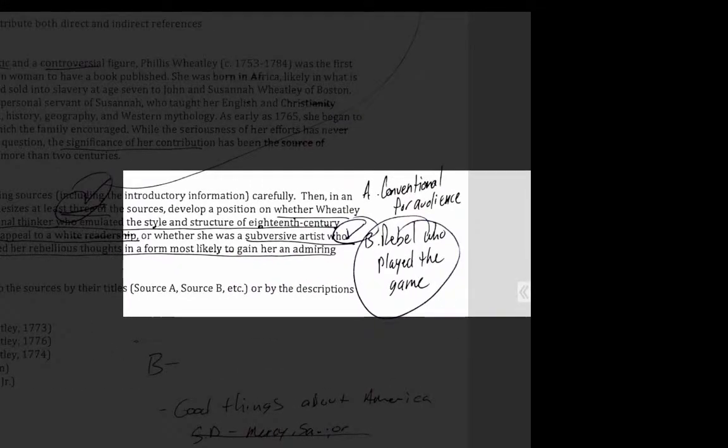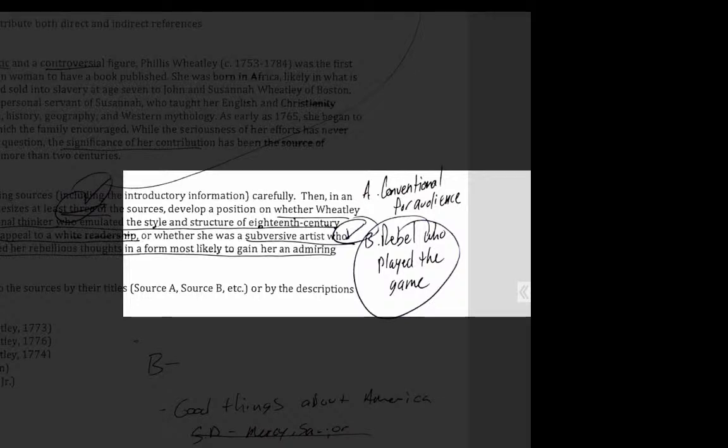You can see out here on the right side, I rephrased them in my own words to make sure I really understood them. If I struggle to put them in my own words, I don't really understand them, so I need to go back and reread it, look for some context clues, things like that. So was she a conventional thinker or was she a rebel who played the game? You can see I circled B. That happened after I read the sources.